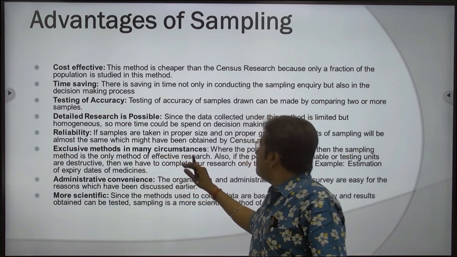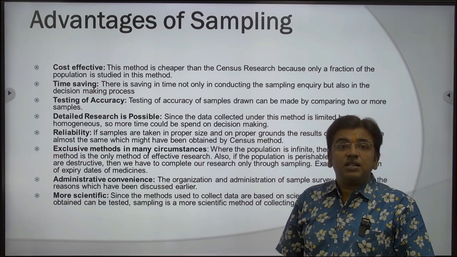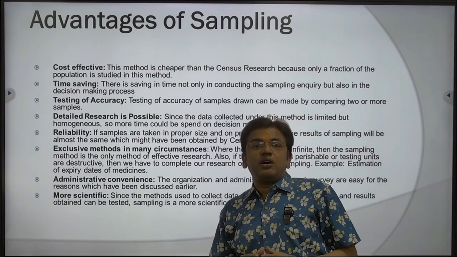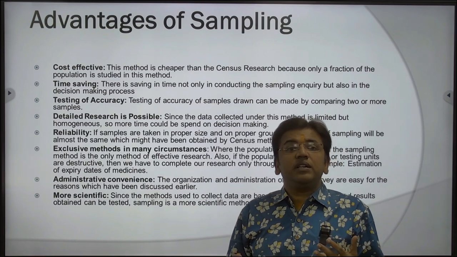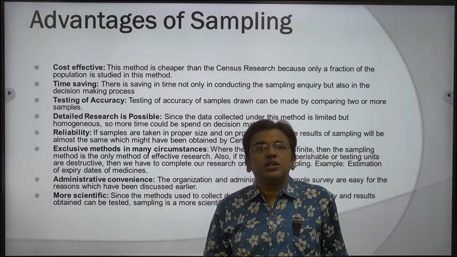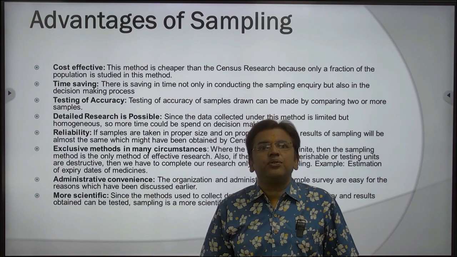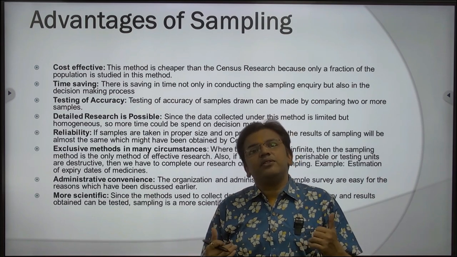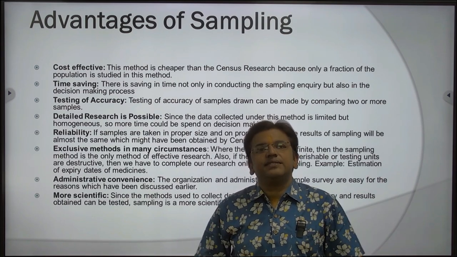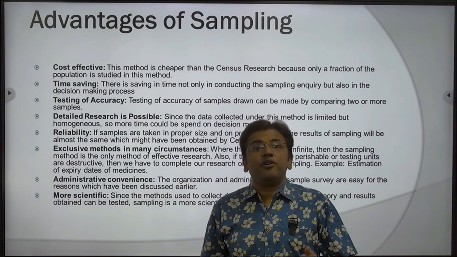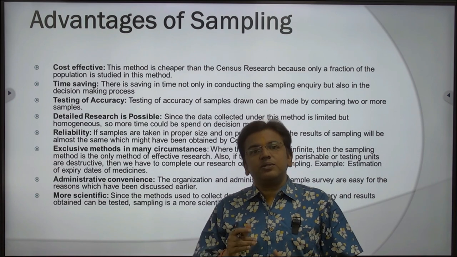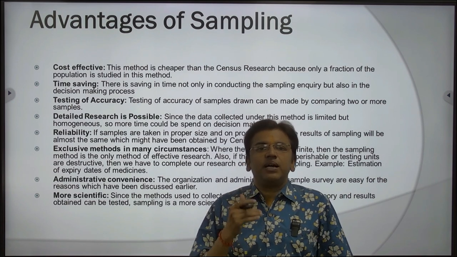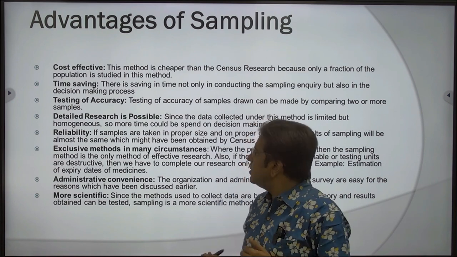Exclusive method in many circumstances. In some cases, it is very difficult to count or to take the whole universe. So when it is very difficult for a researcher to select a universe, in that case, sampling used to be the best alternative. Because by the help of a sample, a researcher used to collect his data and used to get the inferences by the help of different statistical tools.